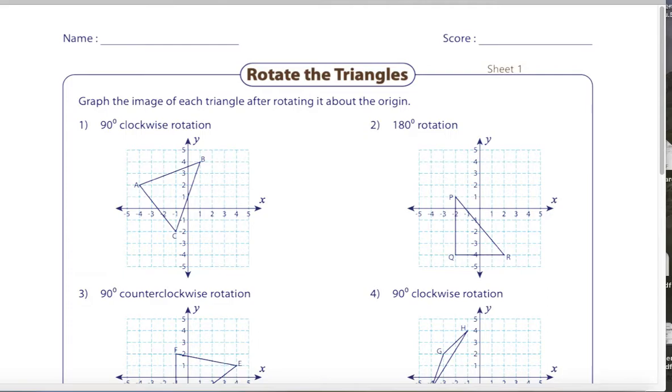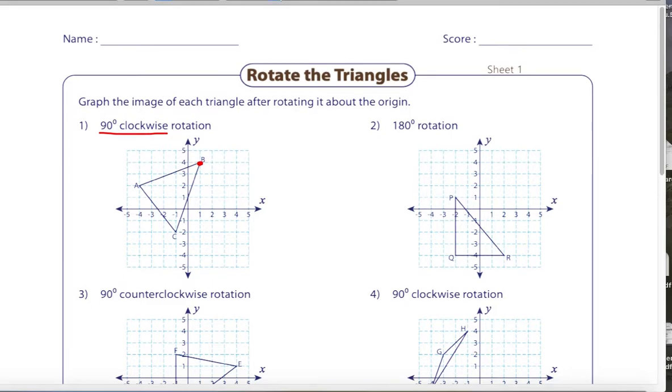In the next worksheet 2, now you have to rotate the image. Same idea. If you just do one point at a time, so 90 degrees clockwise. So let's say I start with point B. Well, B is 1 over and 4 up. And so I know that 90 degrees clockwise is going to take it down into this quadrant. So then, instead of 1 over and 4 up, now I'm going to go 4 over and 1 down. And there's my new point, and that's B prime.